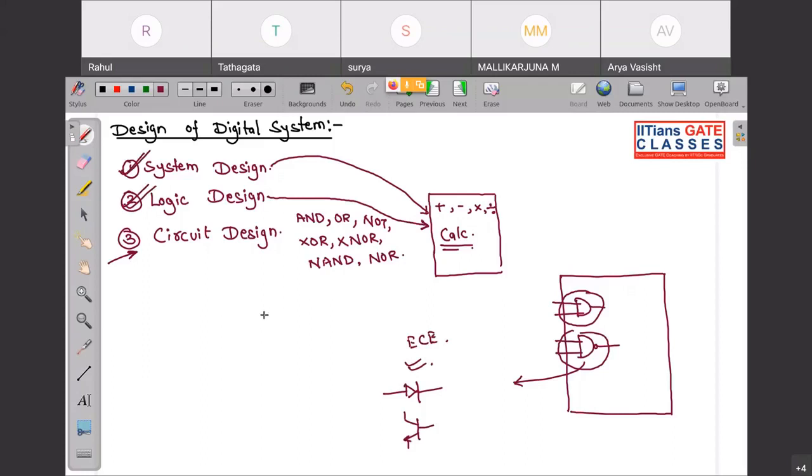Basically I should have started with circuit design, how you actually design an AND gate, NAND gate, XOR gate. But as you people don't know analog electronics and computer science people are also studying with us, first, very basic, we are going to start with logic design. What do we mean by logic design? That means we are going to study different gates, AND gate, OR gate, NOT gate, XOR gate, XNOR gate, all those logic gates, in your logic design part.